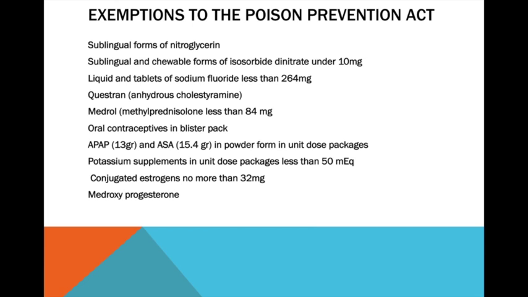Now here's a quick question. What is APAP? Acetaminophen. All right, and what is ASA? Aspirin. All right, so acetaminophen, 13 grains, and aspirin, 15.4 grains in powder form in unit dose packages. Potassium supplements in unit dose packages less than 50 mEq. Conjugated estrogens no more than 32 milligrams, and medroxyprogesterone.